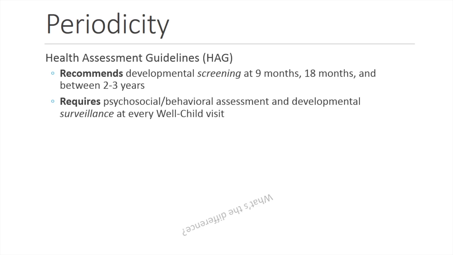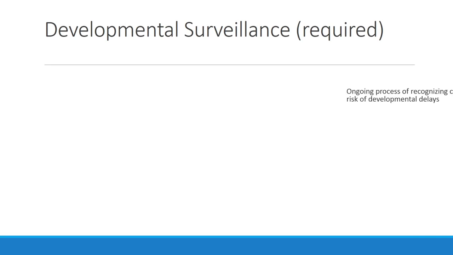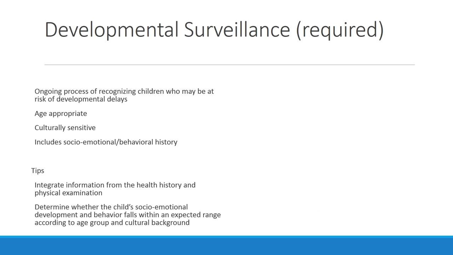Well, what's the difference between screening and surveillance? Developmental surveillance is the ongoing process of recognizing those who may be at risk of developmental delays. As with other types of evaluations, it should be age-appropriate and culturally sensitive. You should consider the child's socio-emotional and behavioral history and compare the child's development over time.